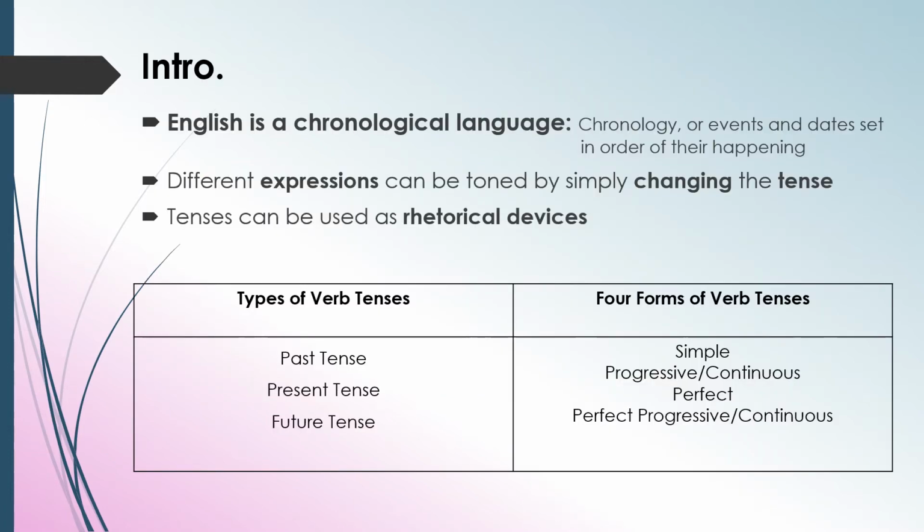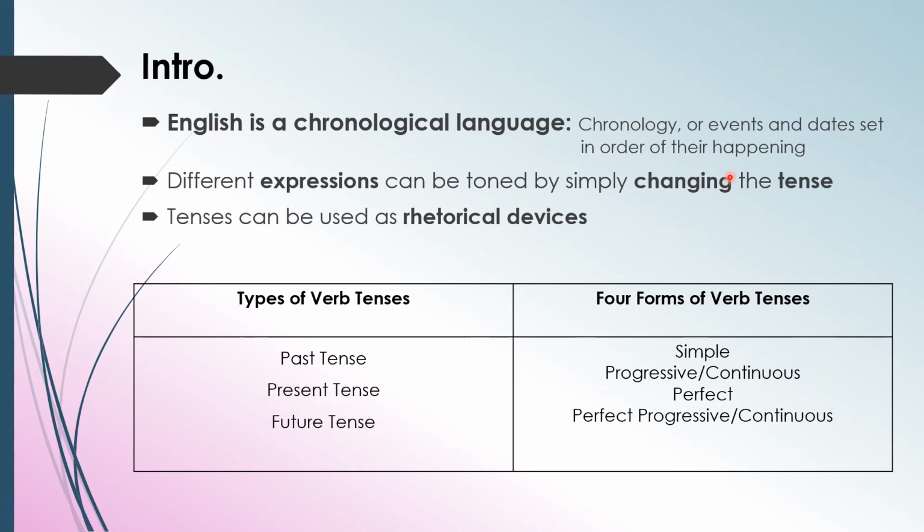Okay, so here is our introduction. English is a chronological language. Chronological language means that it comes one by one. You know about chronograph watches. So like this one, chronological language, chronology, or events and dates set in order of their happening.